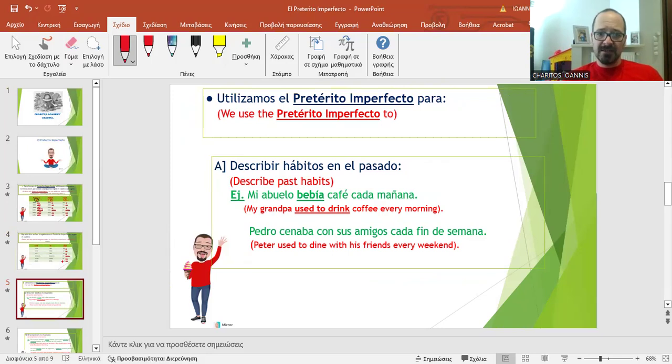So let's see. Utilizamos el pretérito imperfecto para, we use the pretérito imperfecto to A. Describir hábitos en el pasado. Describe past habits, which means that it is like the used to in English for those who speak English. But let's see practically. Mi abuelo bebía café cada mañana. My grandpa used to drink coffee every morning. That was grandpa's habit. Or Pedro cenaba con sus amigos cada fin de semana. Peter used to dine with his friends every weekend. That was Peter's habit.